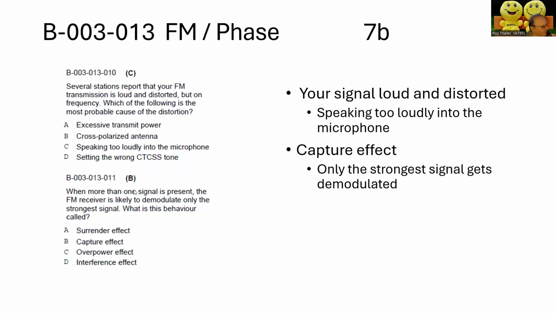When more than one signal is present, the FM receiver is likely to demodulate only the strongest signal. What is this behavior called? So this is known as the capture effect. So only the strongest signal gets demodulated, and you won't hear the other. You wouldn't even know that the other signals are there.